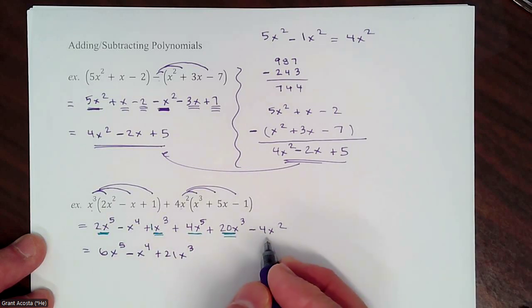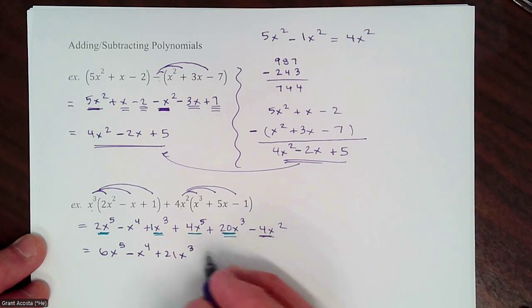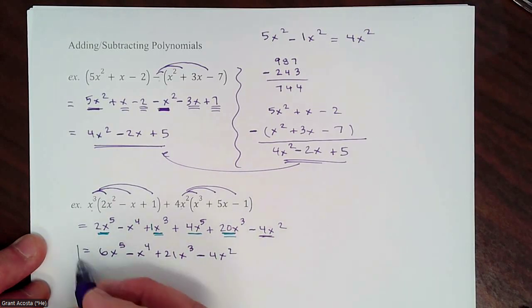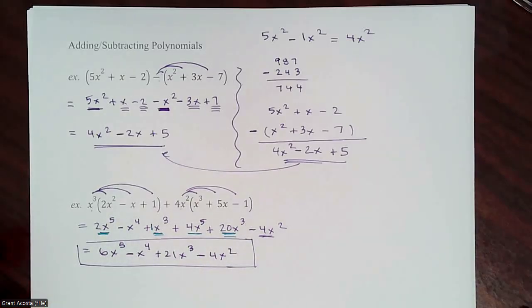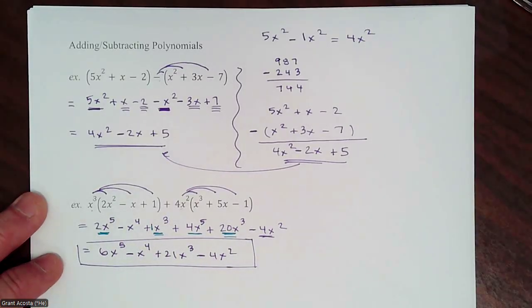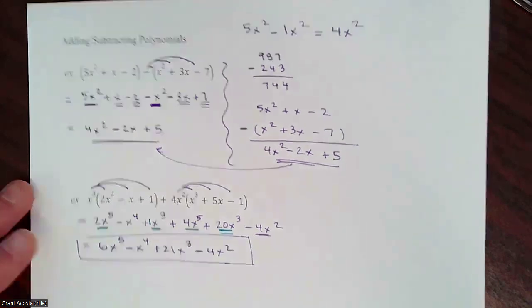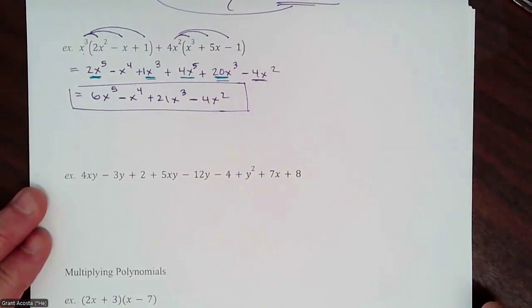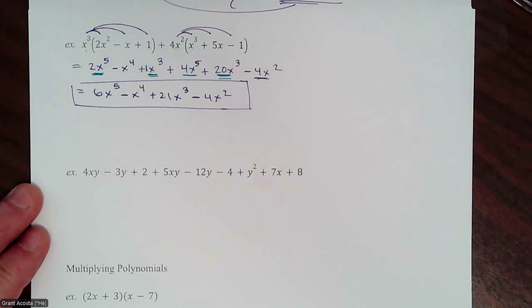And then we just have another solo term here, minus 4x squared. So that would be my answer for that. Again, the first two examples were typical, but then, just to make sure you can do this for any type of polynomial.